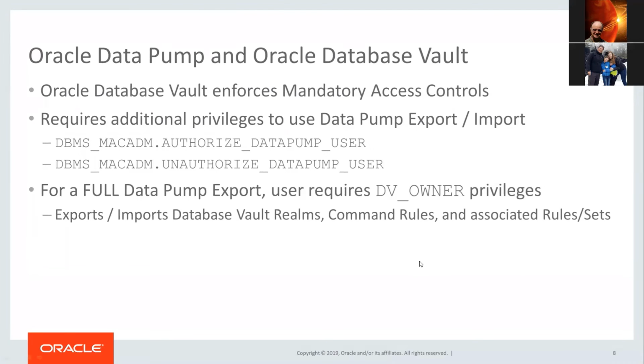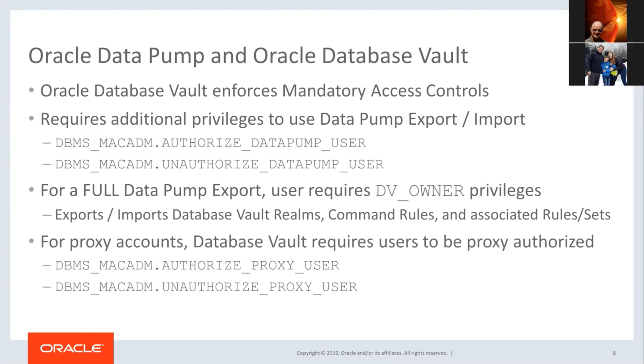For a full Data Pump export, our user requires DB owner. Now this is one of the most highly privileged roles that we have in the Database Vault environment. This allows you to export that Database Vault realms, command rules, any associated rules or rule sets you have there. So we want to try to limit what we can about giving this. So if we don't need to do full exports of the database, let's try not to. Let's try to use the proxy accounts and narrow this down by schema or a set of schemas where they can export that instead, okay?